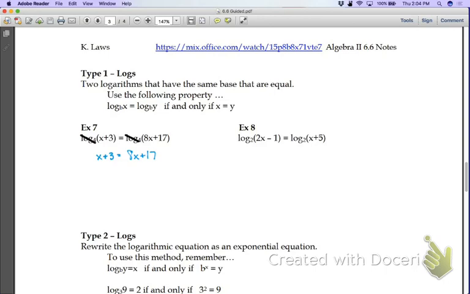So, negative 14 equal to 7x. X is equal to negative 2. If the bases of your logs are the same, you just basically drop the log and the base off, and you just focus on whatever's on the back end.